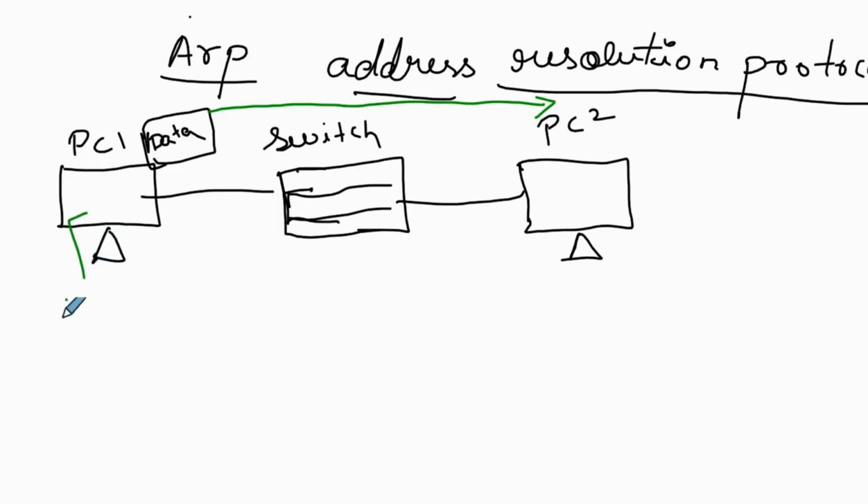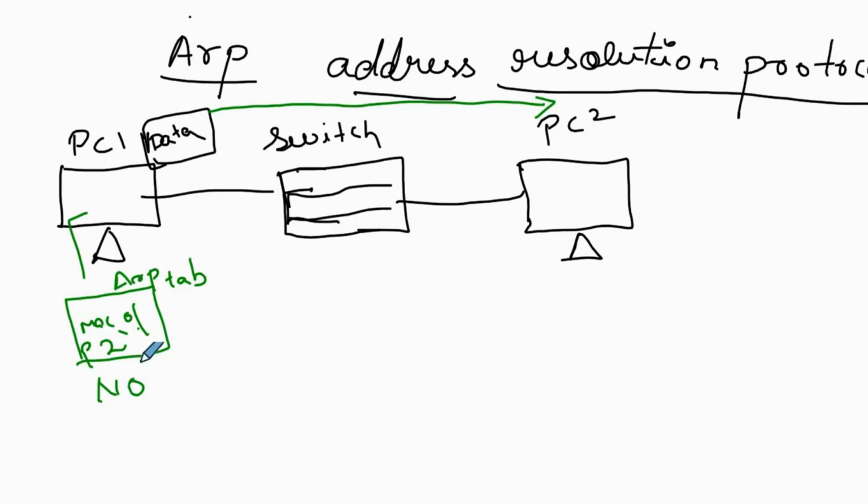PC1 will check the ARP table. It will check whether the MAC address of PC2 is there in the ARP table of PC1. So PC1 is checking the ARP table. No, in the ARP table of PC1, the MAC address is not there.